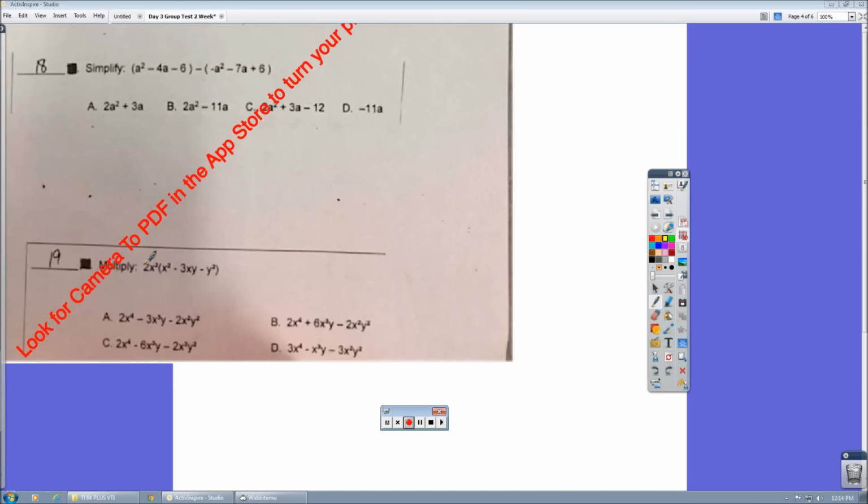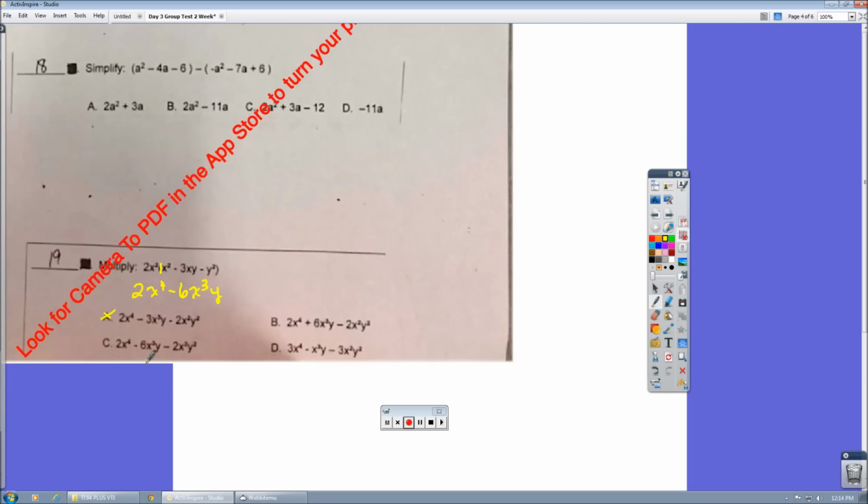Multiply 2 times, we're going to put a 1 in front of the x squared. Start with your numbers. 2 times 1 is 2. x squared times x squared is x to the 4th. Then 2 times negative 3 is negative 6. x squared times x is x to the 3rd. And then bring down the y since there's nothing else for the y to multiply with.